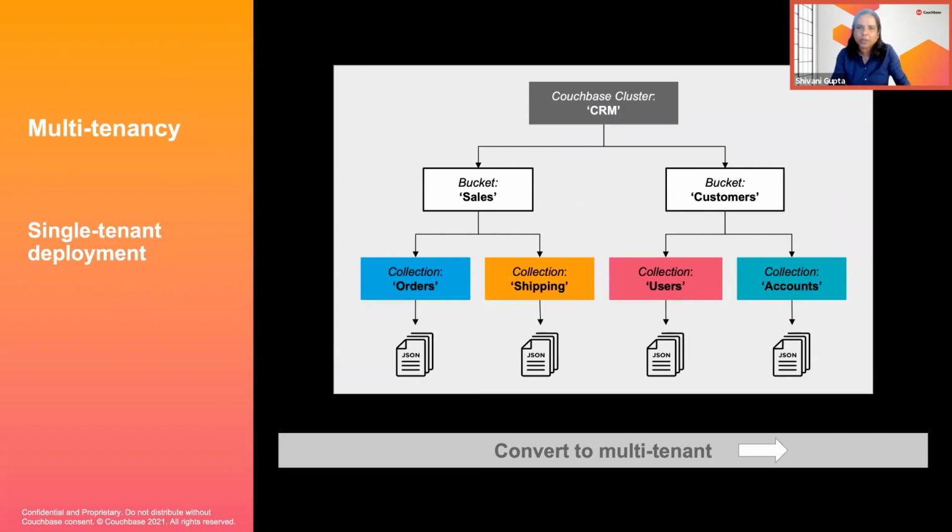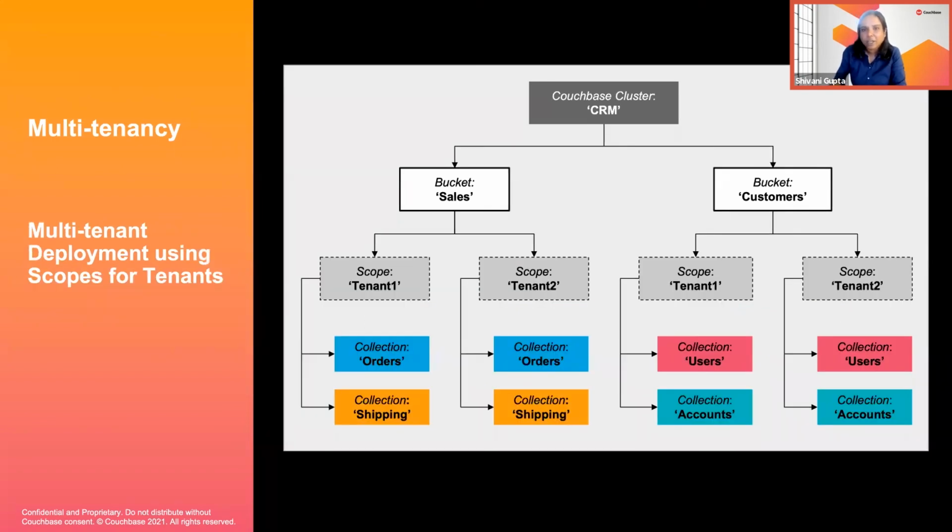So let's go back to our CRM application example that had orders, shipping, users, and accounts microservices, which were each mapped to a collection. Now, let's say your application is very successful and you want to start offering it as a SaaS service to others. So to keep your costs down, you want to now convert your architecture to a multi-tenant architecture. And what you want to do here is, at the data layer, essentially map each tenant to a scope.